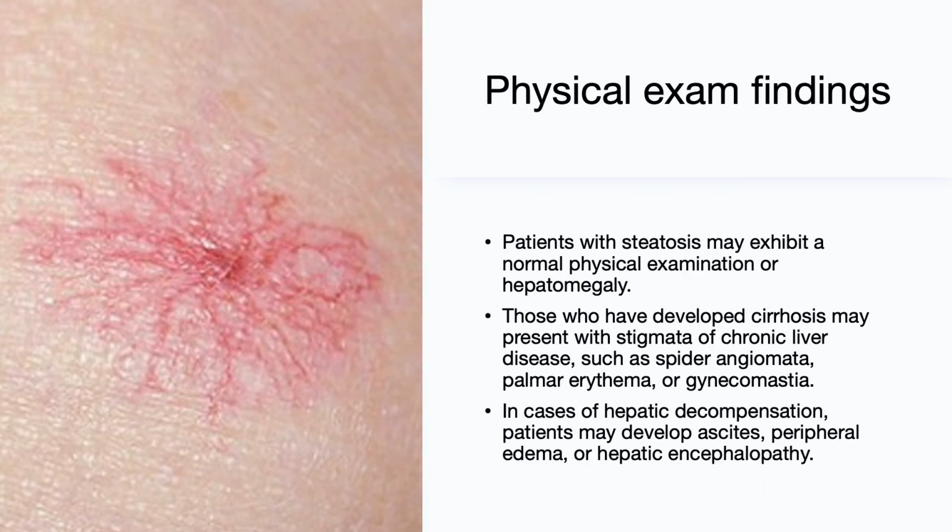Patients with steatosis may exhibit a normal physical examination or hepatomegaly. Those who have developed cirrhosis may present with stigmata of chronic liver disease, such as spider angiomata, palmar erythema, or gynecomastia. In cases of hepatic decompensation, patients may develop ascites, peripheral edema, or hepatic encephalopathy.